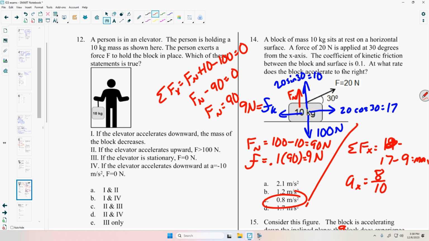Okay? Again, if you're not following, let me know. I can revisit it. Other questions from, was this exam 2, I think? All right. Exam 3.